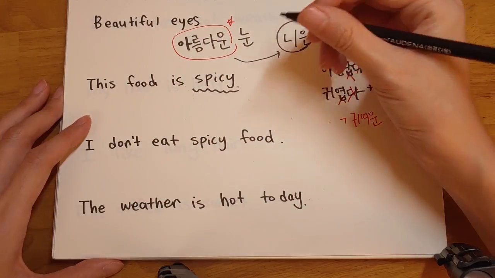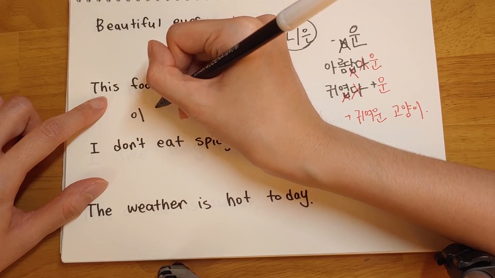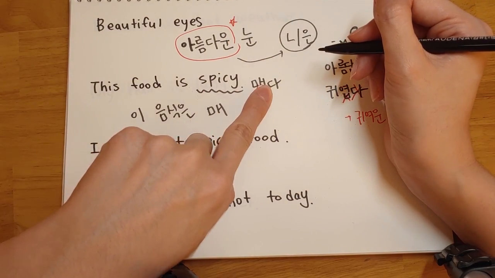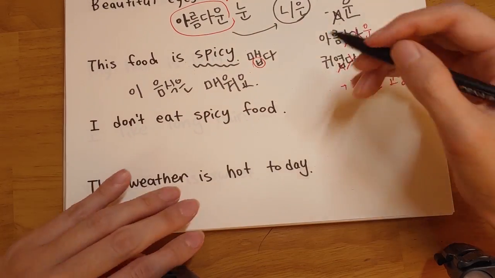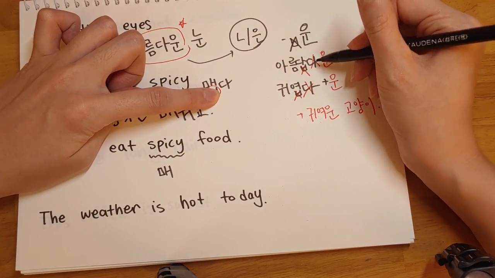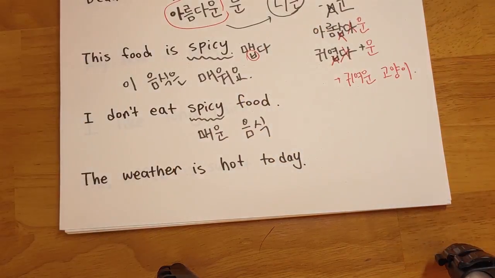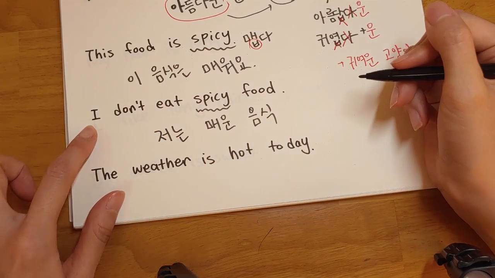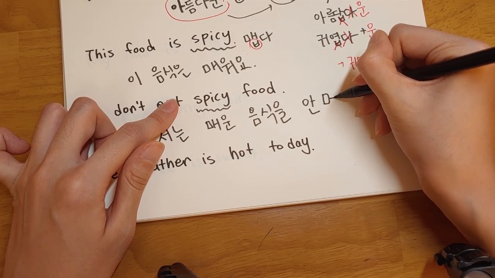And for the adjective spicy, it's 맵다. And this one also has 비읍 받침. This food, 이 음식은, 이 음식은 매, take out 비읍, 워, right? 요. 매워요. But when it becomes a modifying form, it follows this rule. You delete 비읍 and just put 운. 매운. Not 매은, 매운. And spicy food becomes 매운 음식. So I don't eat spicy food. 저는, subject comes first, and then object, 매운 음식을, don't eat. 안, right? 안 먹어요.